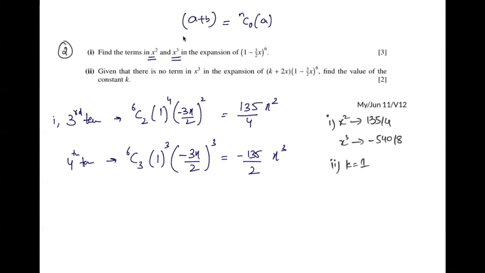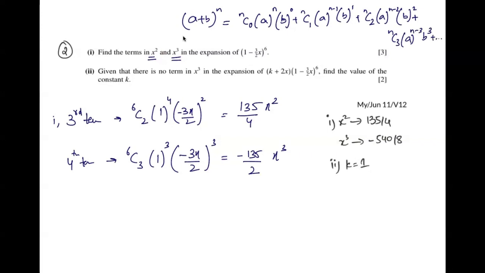Whenever you have (a plus b) to the power of n and you are asked to expand this, the first term is nc0, a to the power of n minus 0, that is n, second term to the power of 0. Then the next term is nc1, a to the power of n minus 1, second term to the power of 1. Then the third term is nc2, a to the power of n minus 2, b to the power of 2. Then nc3, a to the power of n minus 3, b cubed, and so on. The list goes on. Now, over here, you want the term in x squared and x cubed, so you are going to use these two terms.